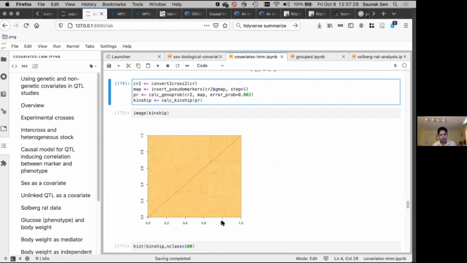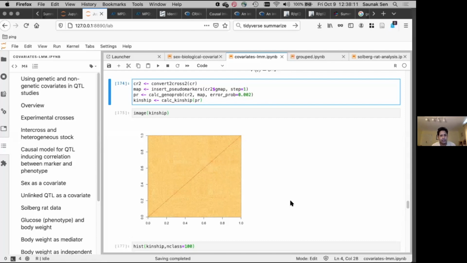So for this F2 cross, this is what the kinship matrix looks like as an image. You see a dark red along the diagonal and some splotches of red here and there. It's hard to say from this alone whether there is a whole lot of genetic structure or not. You can tell that you expect the diagonal to be dark because the kinship of every person with themselves is 1.